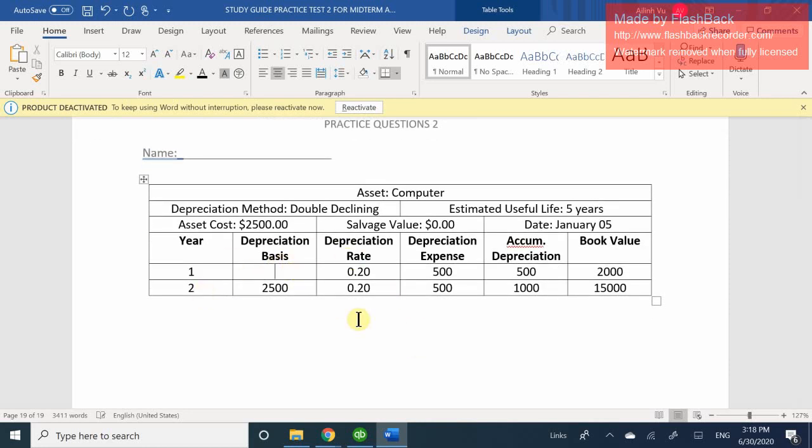That means your base depreciation basis will stay the same, but your rate is going to be different. Actually, no, wait, hold on. Your depreciation basis would not stay the same for double declining, that's right, because it would be times 2. Hold on. Let me clear out my table and then we'll do it one at a time.